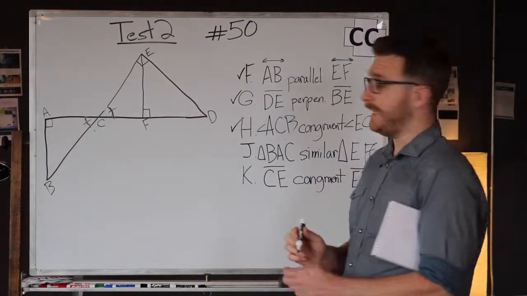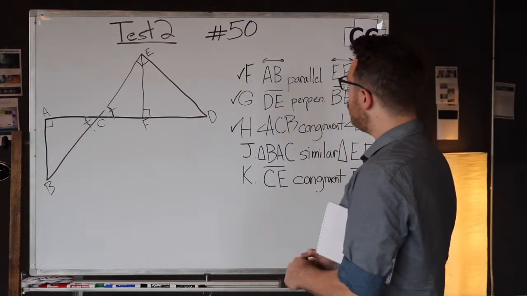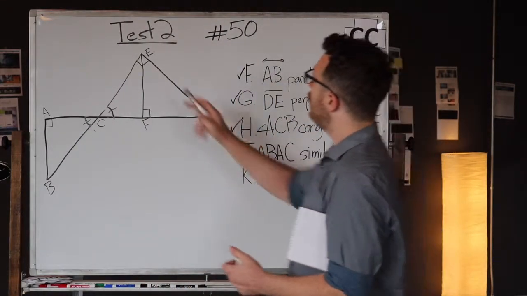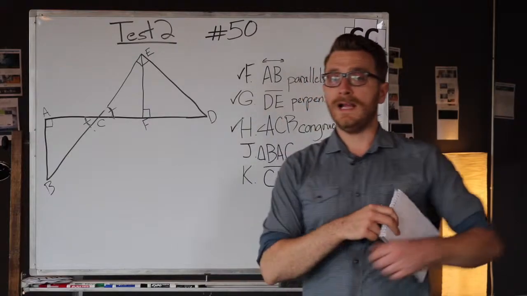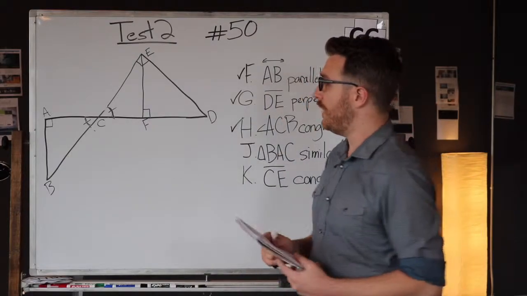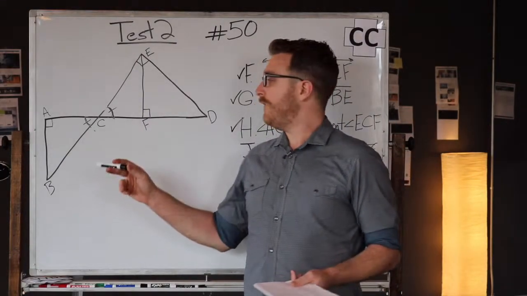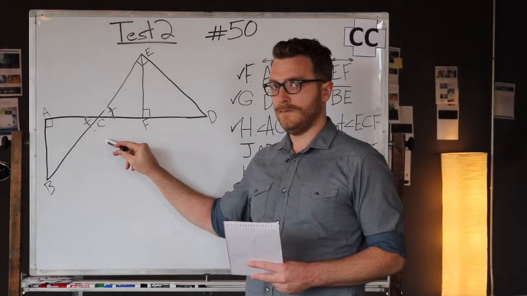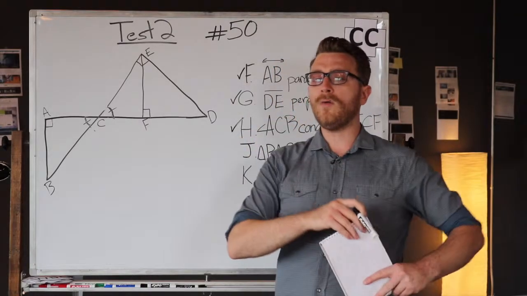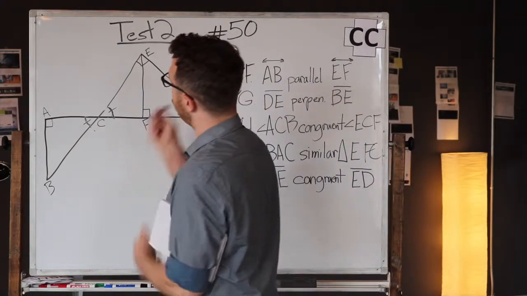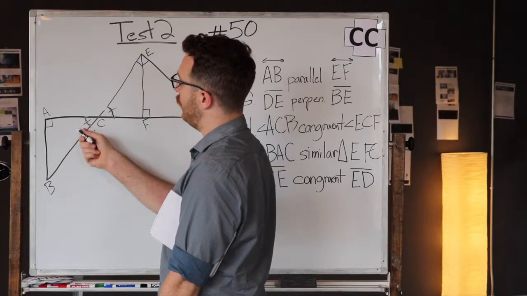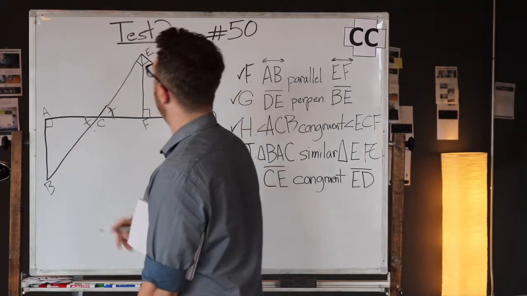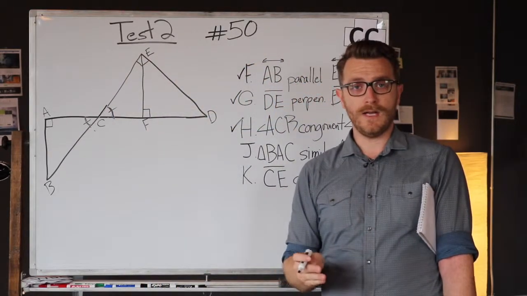Now J, asking us about similar triangles. Is the triangle BAC similar to EFC? Now, again, we have to go back to our definition of similar. Do they have the same angles inside the triangle? Is what we're looking for here. Well, we've already said for sure that they do share this angle together. They both are touching at the same points. We know they share one angle. Also, we know they share another angle.